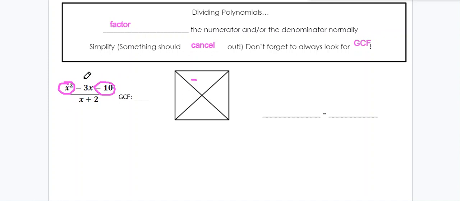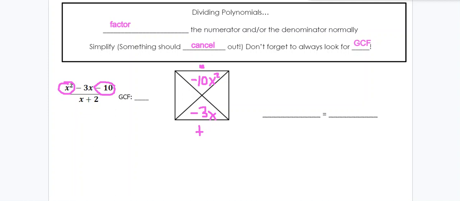All right, so remember I take my first term and my last term and I multiply those together. x squared times negative 10 will give me negative 10x squared. And then remember I take that middle term, that negative 3x, and that's going to go down here, negative 3x, and I say what times what will give me negative 10x squared, but will also add to get me negative 3x. Well, let's think about it.